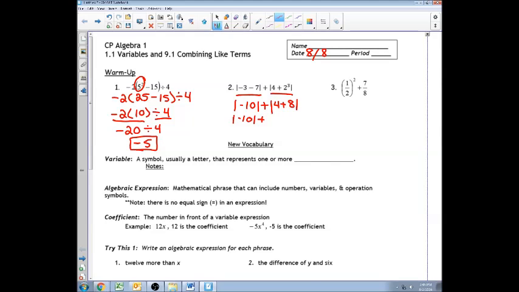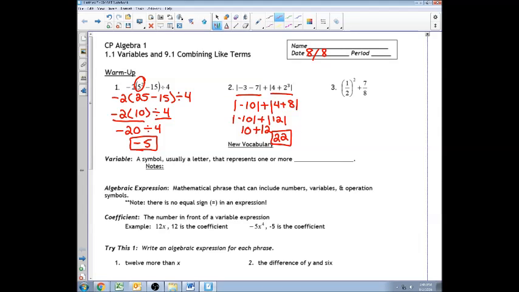In the second absolute value, I have 4 plus 8, and that's going to equal 12 inside the absolute value symbol. What is the absolute value of -10? Well, it is just going to be 10. Absolute value of 12 is just 12. So I have 10 plus 12. My final answer will be 22.